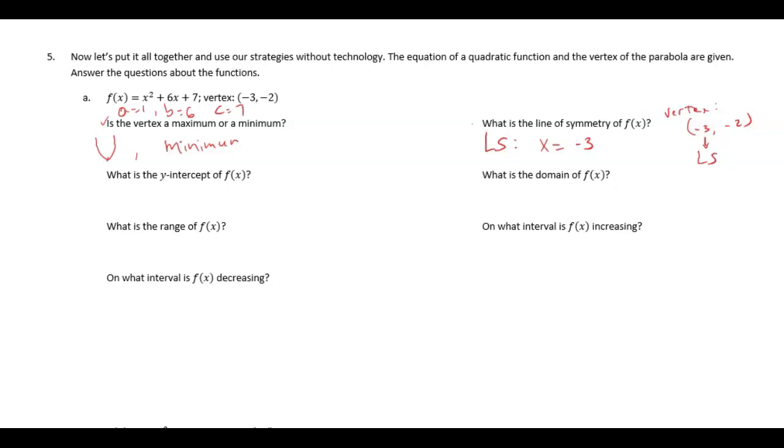And now they ask us, what is the y-intercept of f of x?